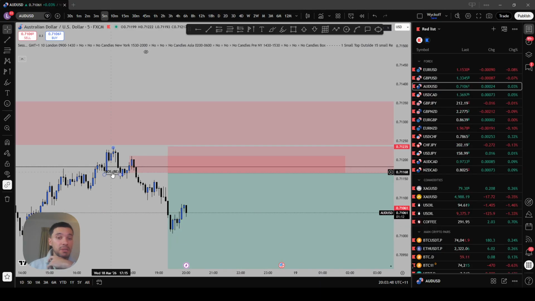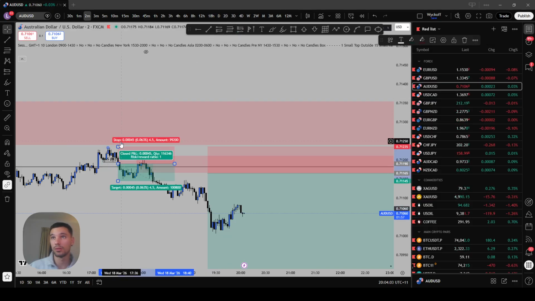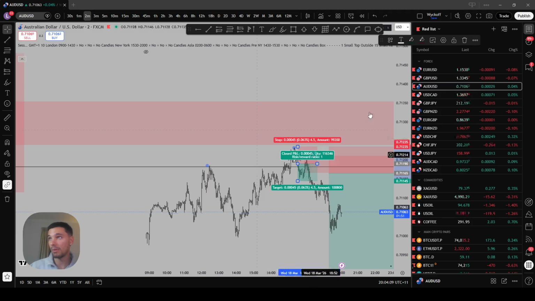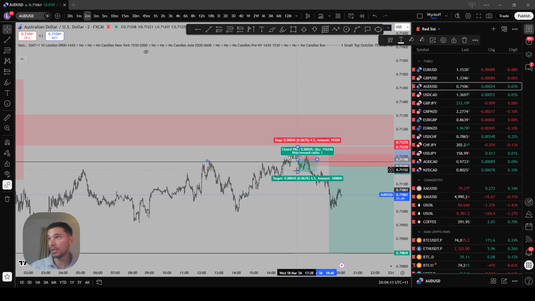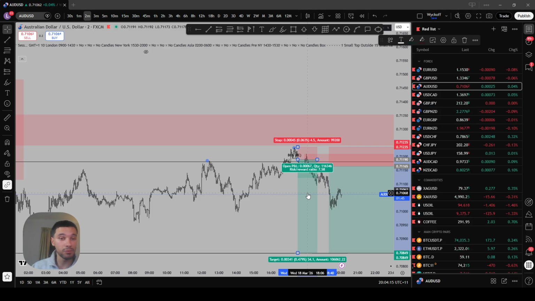I missed this 5 minute, but then there was an opportunity for a more refined area on the 2 minute up here. So if you were paying attention to this, you could have actually entered right here. That would have been your optimal entry, upon this front run of this supply above us, and this would be your target. A clean 7.58 RR scalp.